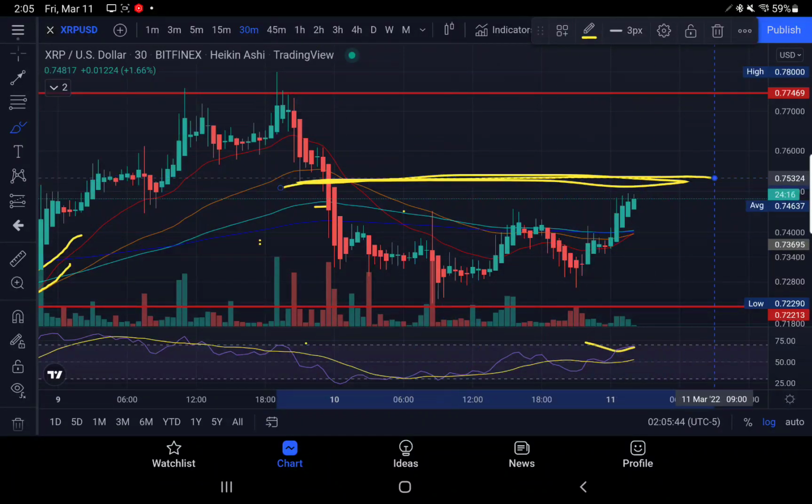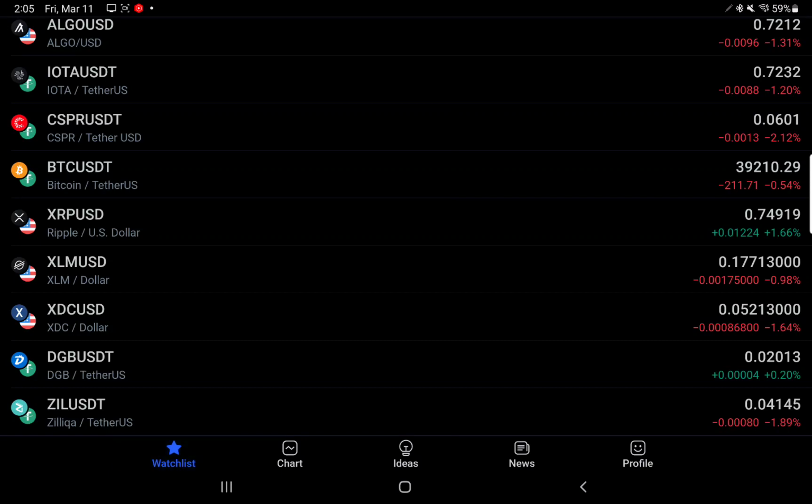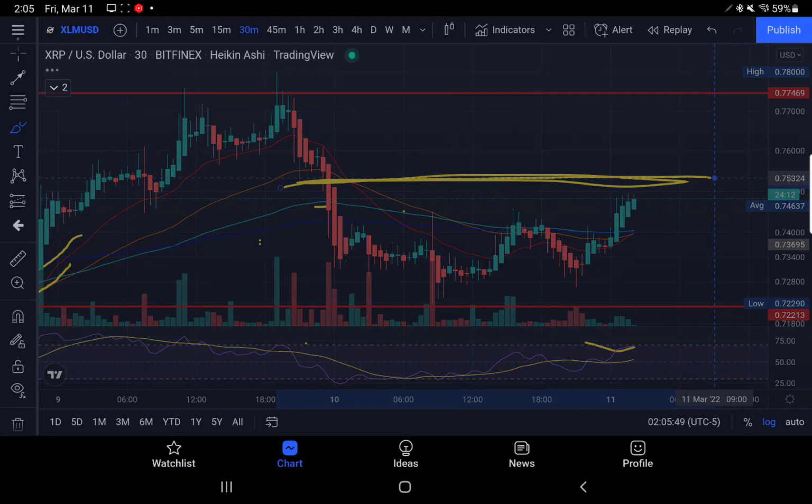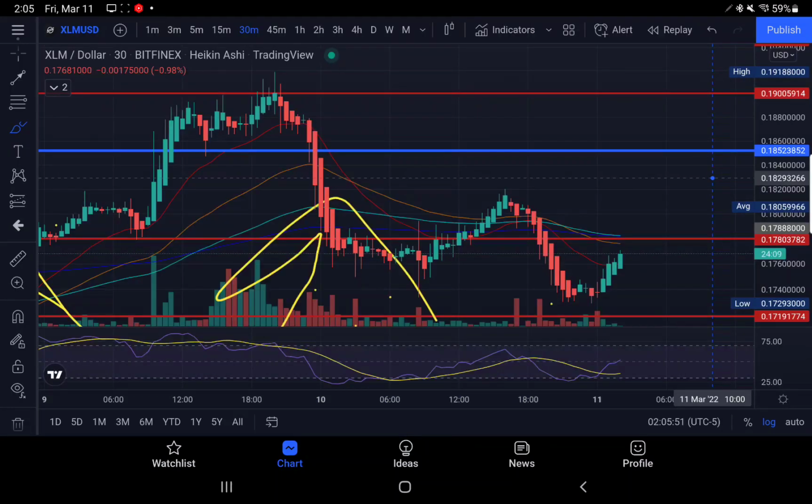So that's where XRP can have problems. So I'll just keep it like that. XLM. We've got resistance at 17.8. We've got support at 17.1.